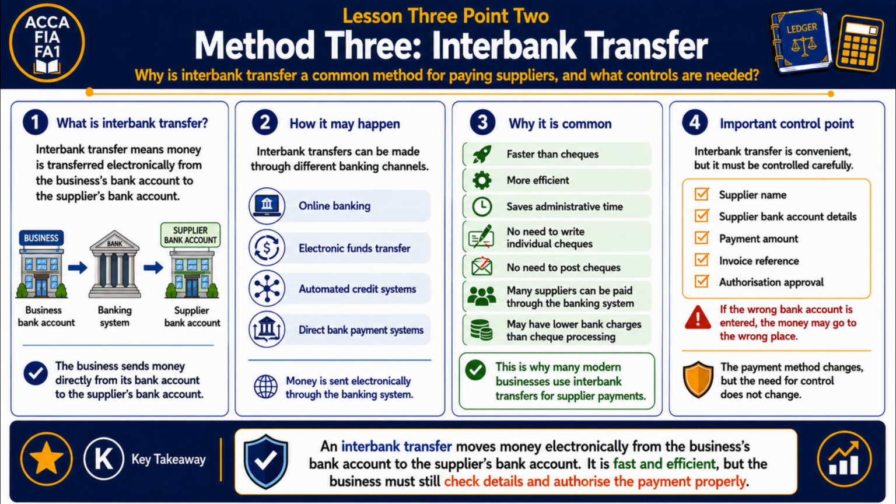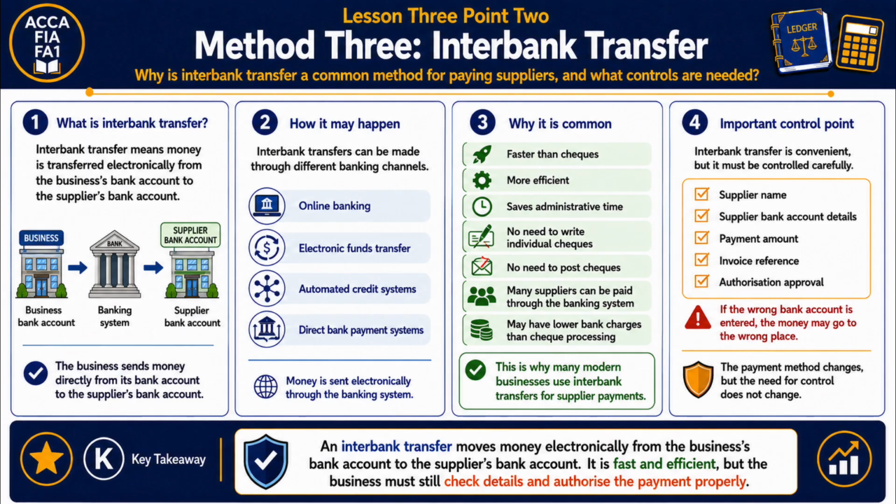Method 3. Interbank transfer. The third method is interbank transfer. An interbank transfer means money is transferred electronically from the business's bank account to the supplier's bank account. This is now a very common method of paying suppliers. It may happen through online banking, electronic funds transfer, automated credit systems, or direct bank payment systems. In simple words, the business sends money directly from its bank account to the supplier's bank account.